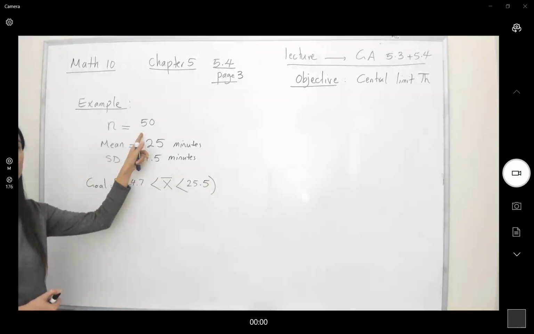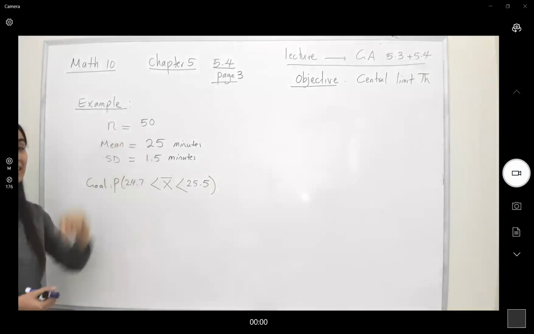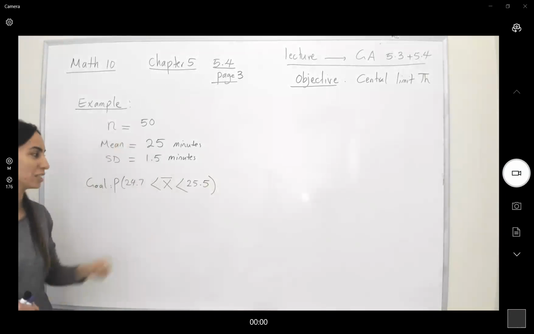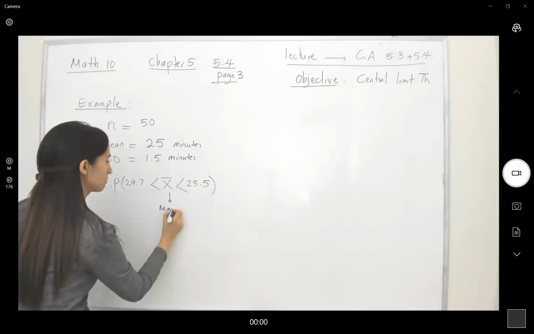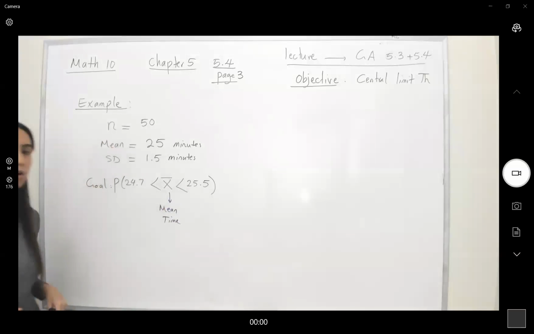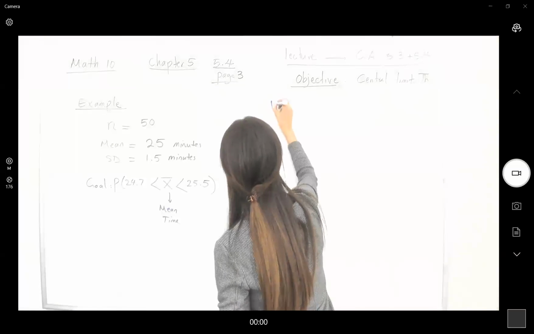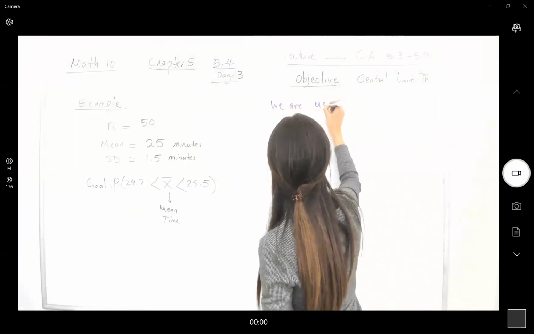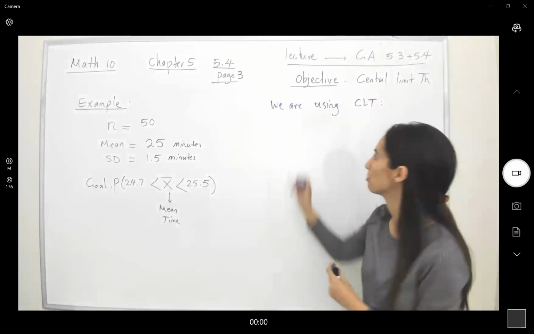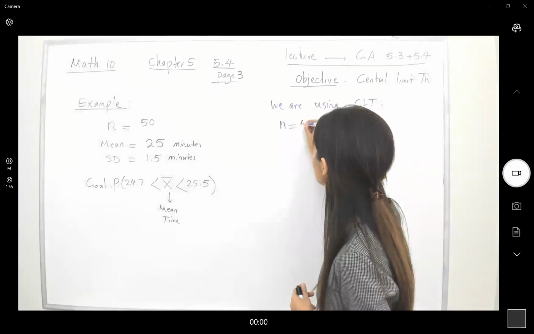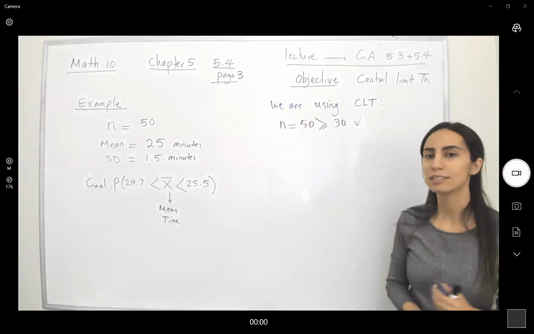Here you have n equal to 50. So you cannot just directly use your calculator because n is 50. We have to deal with 50. We are working with the mean time between these two numbers. So what are we going to do? We're going to use the central limit theorem. First you have to check the conditions of the central limit theorem. What is your n? N is 50. Is it greater than or equal to 30? Yes. So the first condition is met.